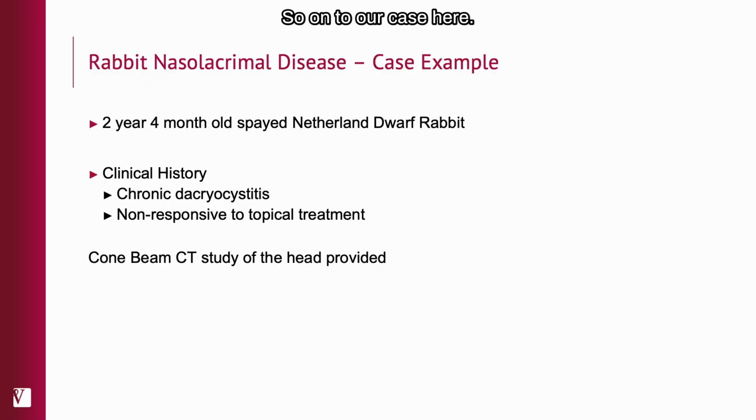So on to our case here. This is a case of a rabbit with nasolacrimal disease. So we have a 2-year, 4-month-old spayed Netherland dwarf rabbit who has a history of chronic dacryocystitis, which is non-responsive to topical treatment. We have a cone beam CT of the head, which we're going to evaluate now.